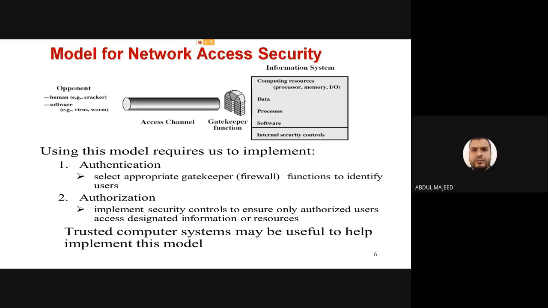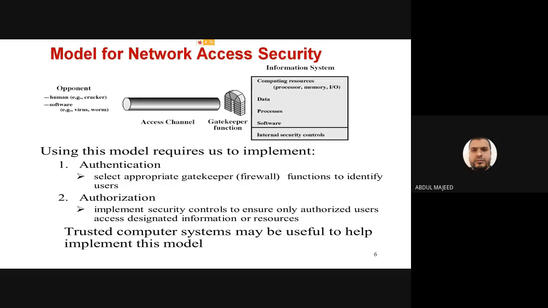And finally, a trusted computer system may be useful to help implement this model, right? So you must have a genuine operating system. You must have some secure operating system like Linux, or you must have some excellent gatekeeper functionality that can ensure that your system is trusted. So the final conclusion is a trusted computer system may be useful to help implement this model, right?